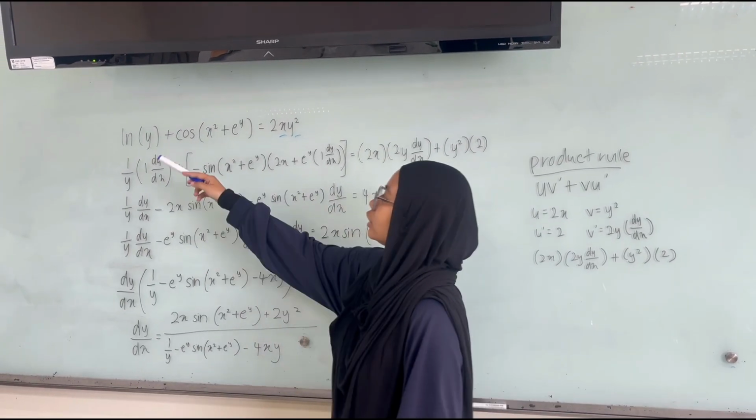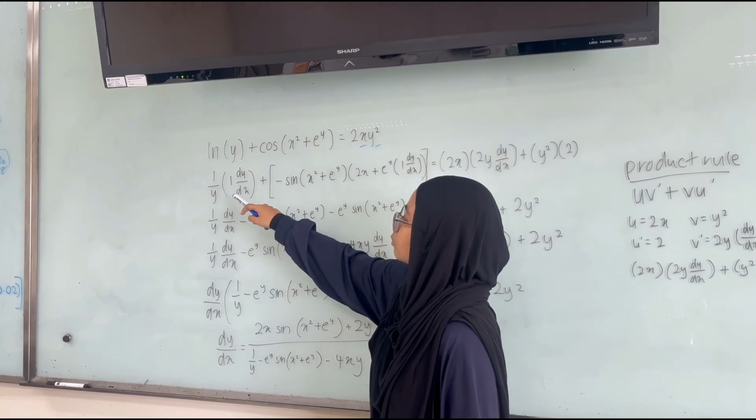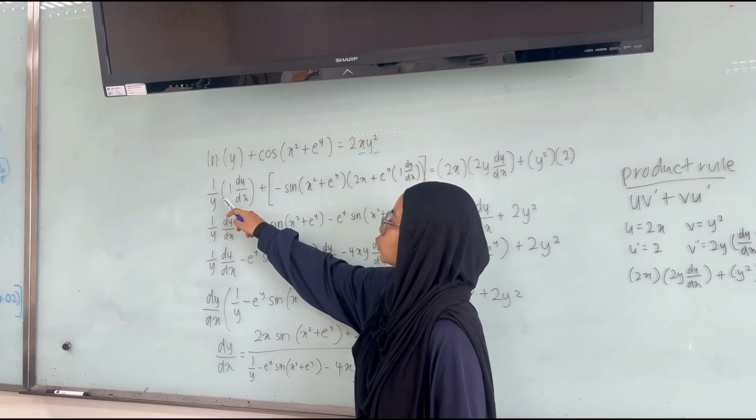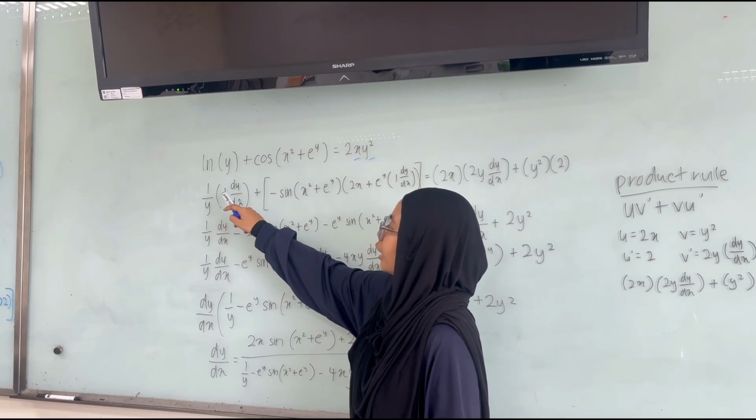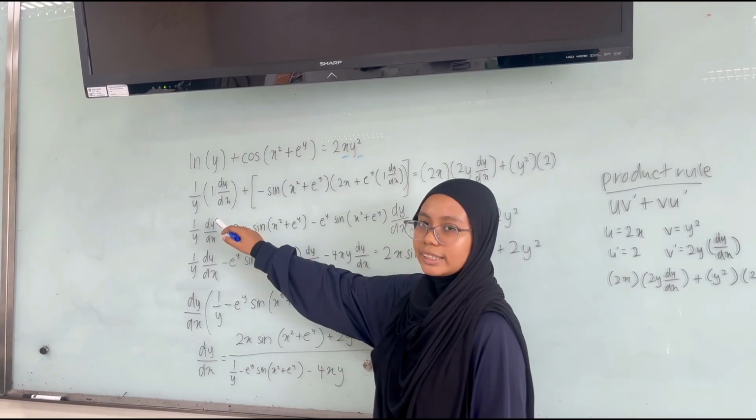So let's take a look at each equation carefully. Our u is y, so we will have 1 over y multiplied by the derivative of y, which is 1, since the power of y is 1, and dy over dx. Whenever we want to differentiate y, we have to include dy over dx.